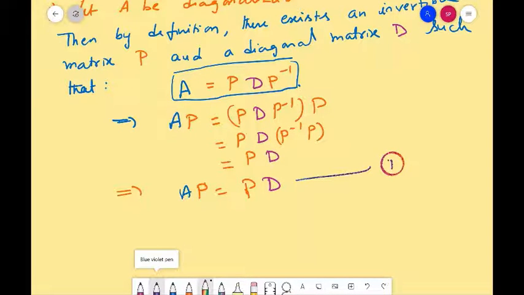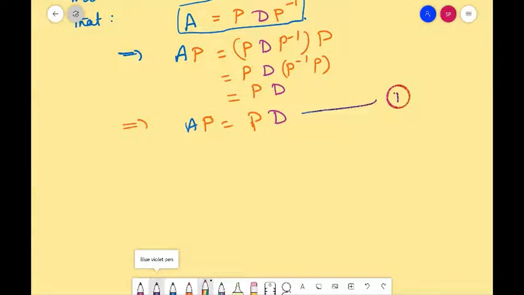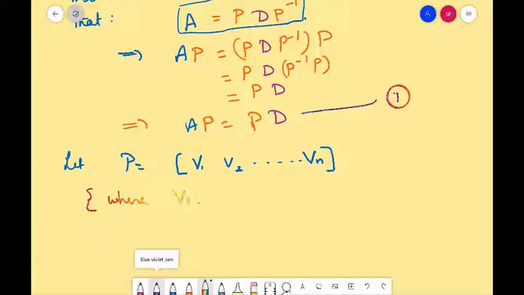Right. Now here, what did we suppose? P is an invertible matrix. So let P be the matrix with columns V1, V2 and so on Vn, where V1, V2 and so on Vn are columns of P. So here V1 is not a single element, it is a vector which is a column.